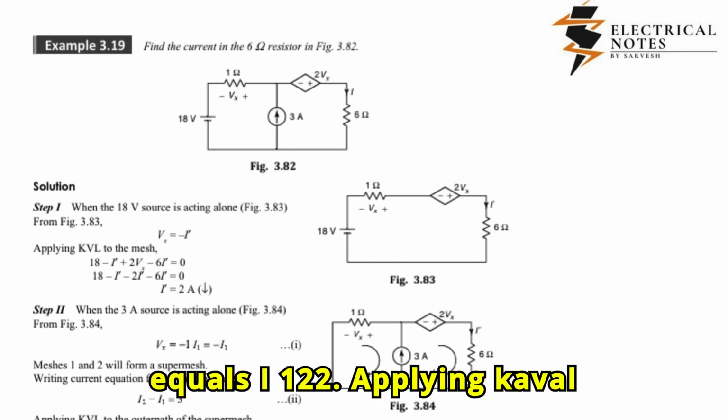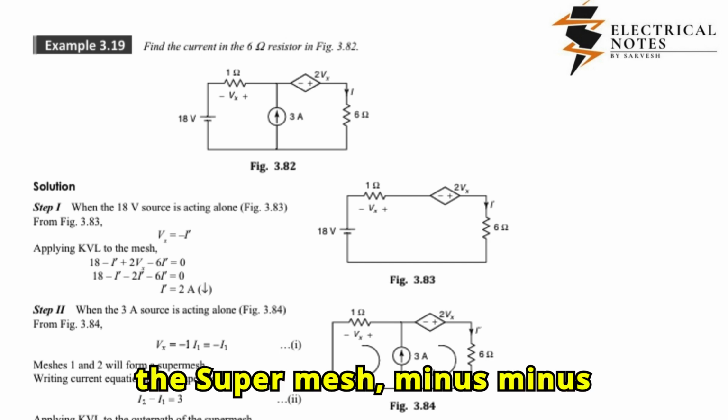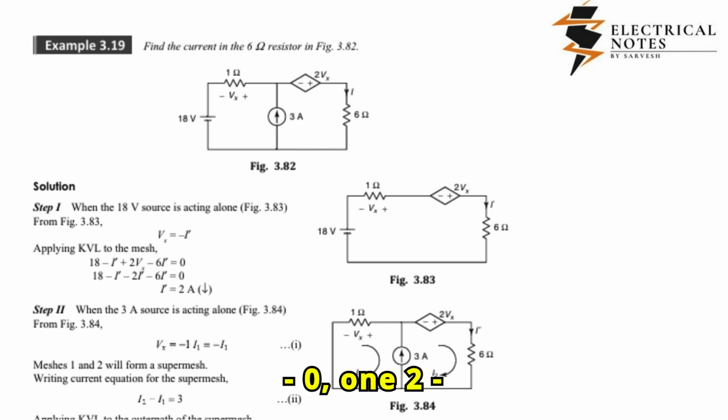Applying KVL to the outer path of the supermesh: 12 minus 6I1 minus 2Vx minus 6I2 equals 0. Substituting Vx and simplifying gives 12 minus 6I1 plus 2I minus 6I2 equals 0.